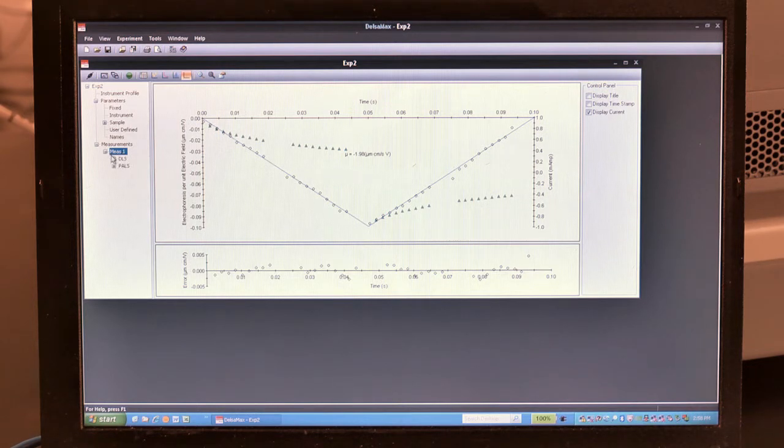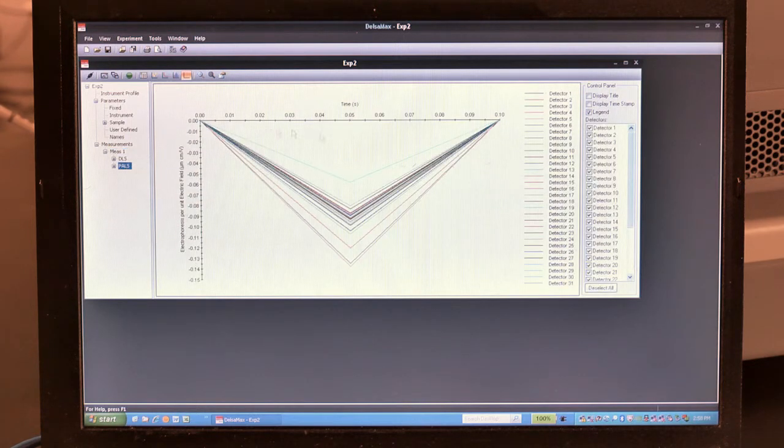If we want to see what each detector came out with, we go on our left side and we can click on PALS. And this gives us an indication of all 31 detectors. For a strong zeta potential, we'll see all 31 curves neatly aligned. This is a size standard, however, that we're looking at, so it's not really meant as a mobility standard, which we'll run next.